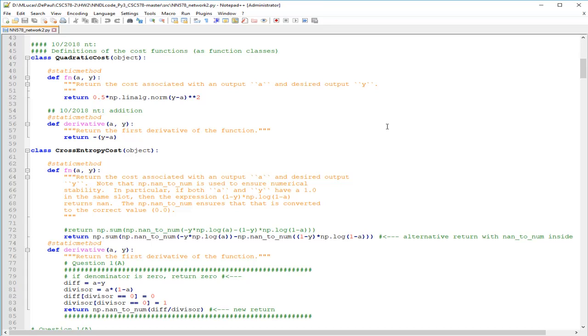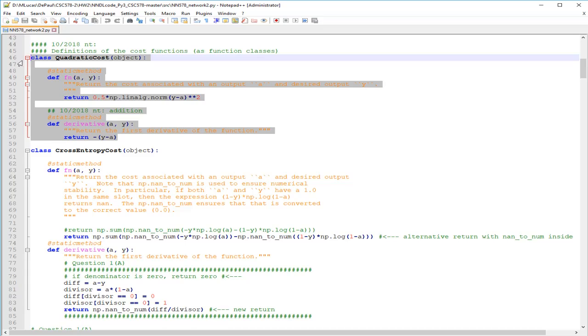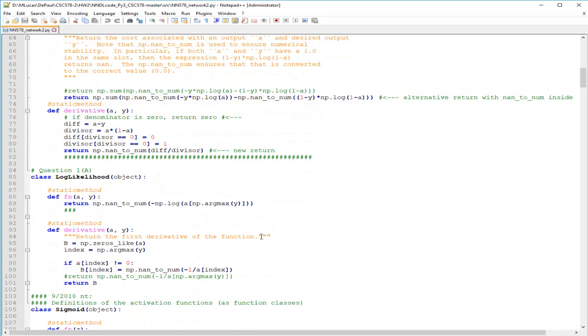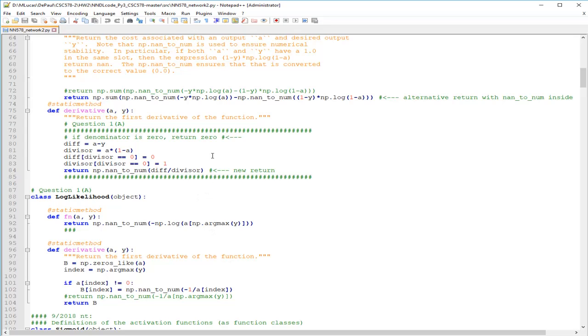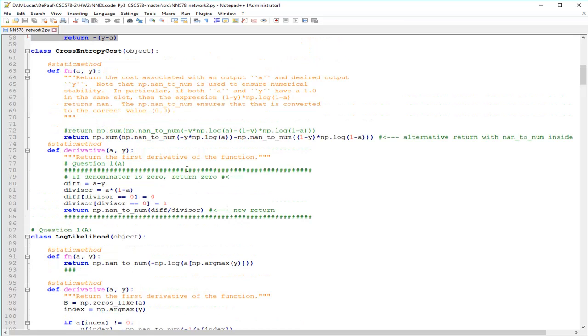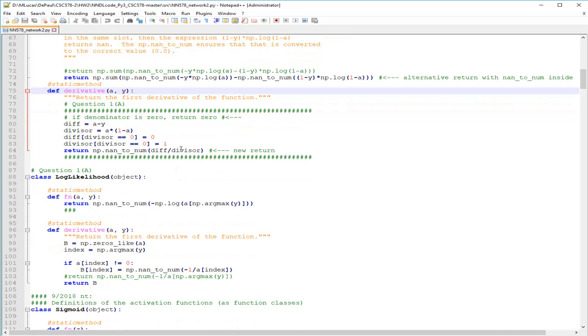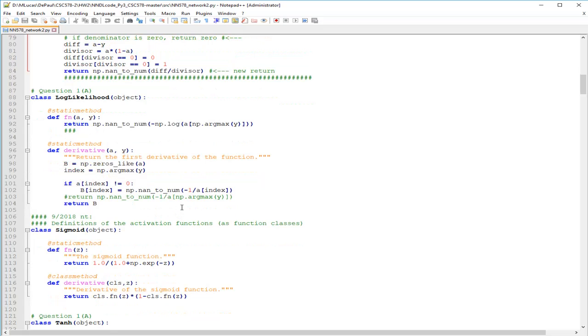We were asked to implement the cost functions for cross entropy and log likelihood, and quadratic cost was already provided. Here is my cross entropy implementation and here is my log likelihood implementation. Notice that the cross entropy function, even though it was provided, I changed a little bit in order to avoid NaN values. Similarly, in the derivative, I avoid the division by 0. The same happened in log likelihood.